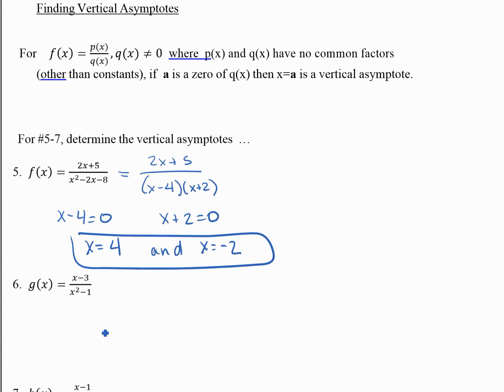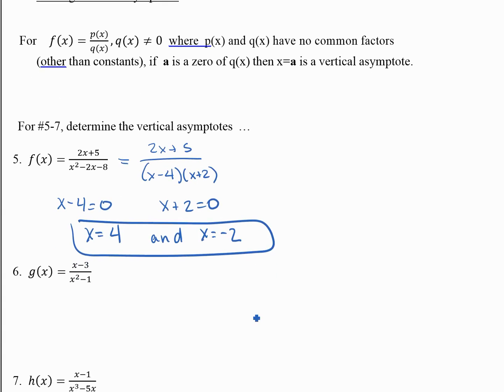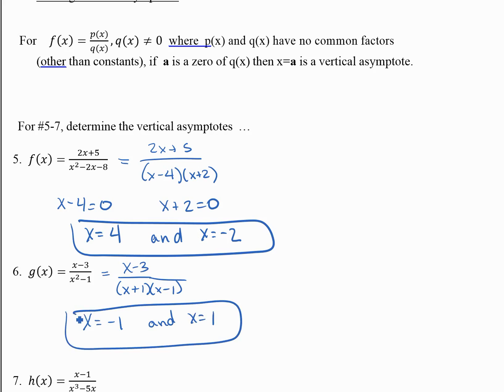Okay, for number 6 here, we have x minus 3 over x squared minus 1. Well, x squared minus 1 is a difference of squares. It factors into x plus 1 and x minus 1, and those don't cancel out with the x minus 3, so we would get x equals negative 1 and x equals 1 as our vertical asymptotes. And you should see a pattern here when we also talked about the domain. These are values that aren't in the domain. You don't have a y value there.